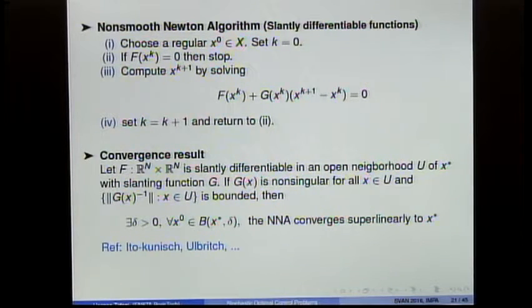There are some assumptions. The assumption is that f should be slantly differentiable in a neighborhood of the solution with the slanting function g. You also need g to be non-singular for any element in this neighborhood, and you need this boundedness. These are technical requirements, but under them we have the convergence, and we can also prove the superlinear rate. These results can be found, for example, in a couple of papers by Ito and Kunisch, and in the book of Ulbricht.